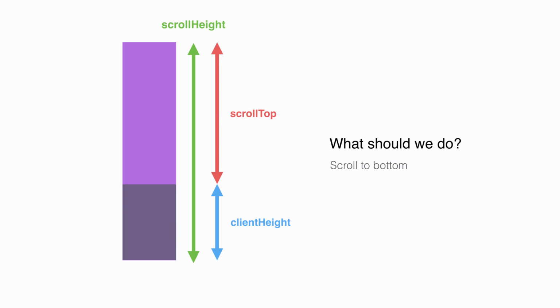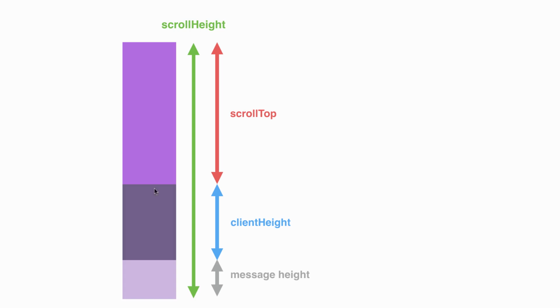Now there is one slight little quirk. We are going to have that message already added, so we're going to take into account the new message height in our calculation, adding up scroll top, client height, and message height, comparing that value to the scroll height. Using this, we will once again be able to scroll the user to the bottom.